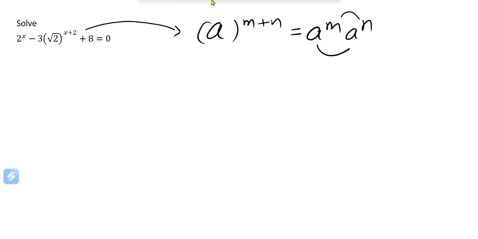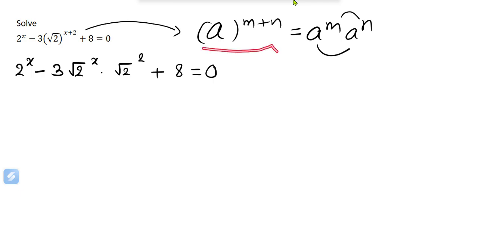Now we do the same here. So this 2 power x is the same, minus 3. Now this can be written as root under 2, its power is x, and then root under 2 whole square plus 8 is equal to 0. Simply we are applying this relation of the indices in this. Suppose this is a and this is m plus n. So we have this relation.